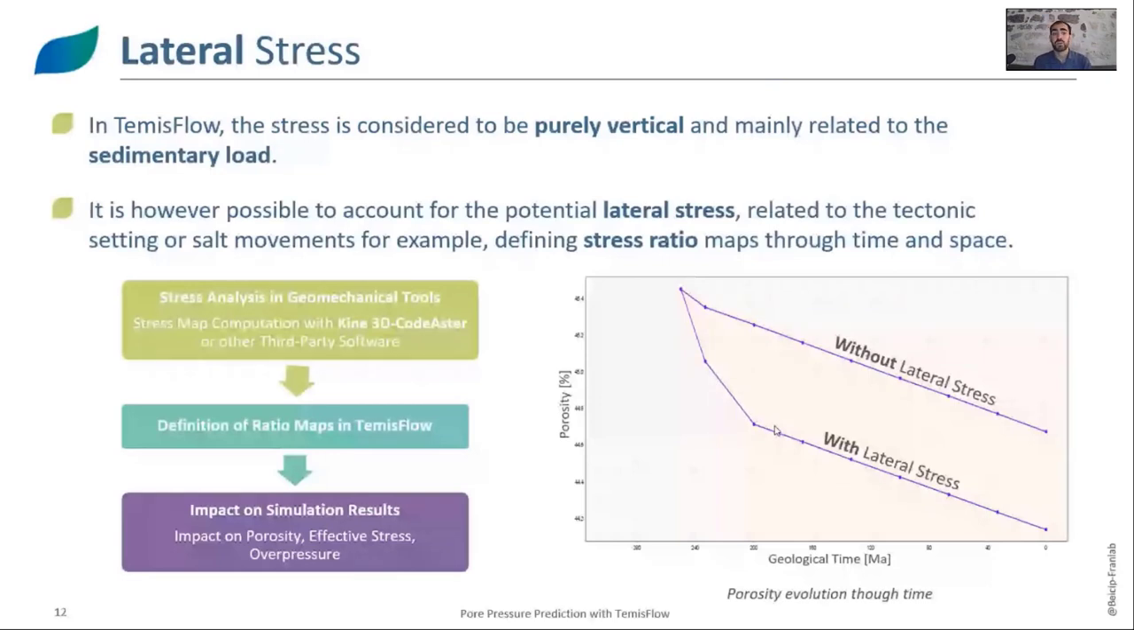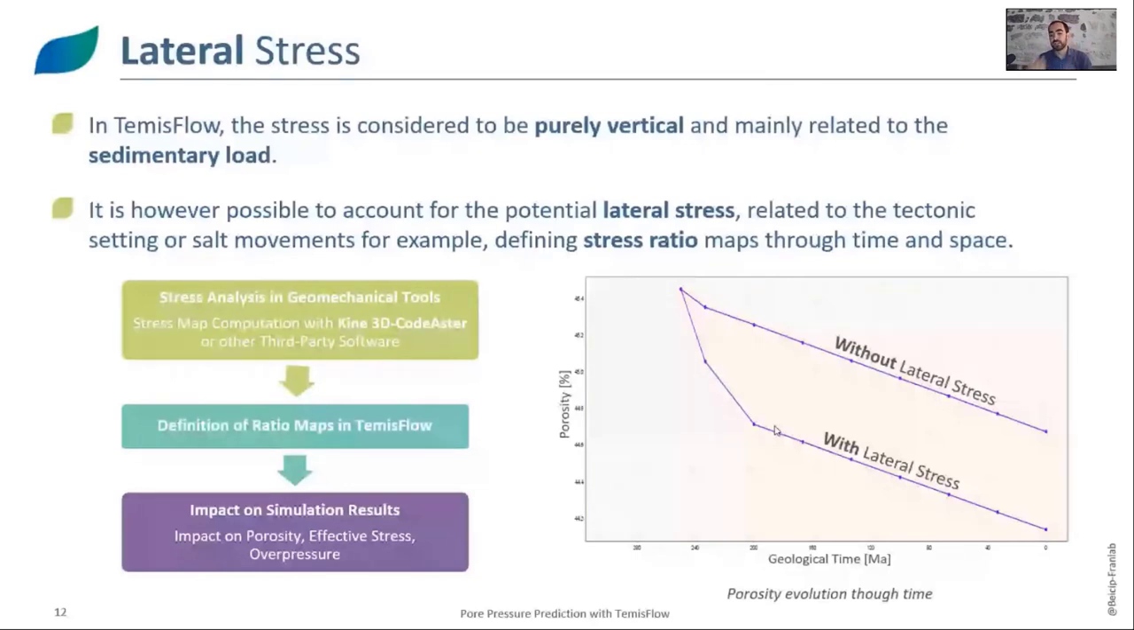So the first step will be to understand the stress within the basin. And so that can be done with a third-party software, so geomechanical tools like Kine3D or Codaster that do that really well. When you have that map defined, when you have understood the stress direction, you can define a ratio map, which is the ratio of the horizontal stress over the vertical stress or vice versa, in order to know how to increase or decrease your vertical stress in order to take into account the lateral component.